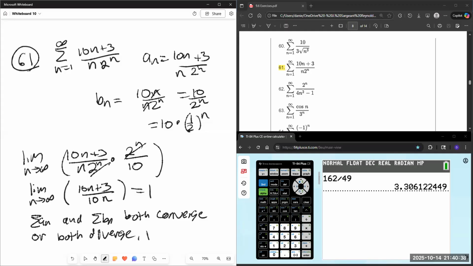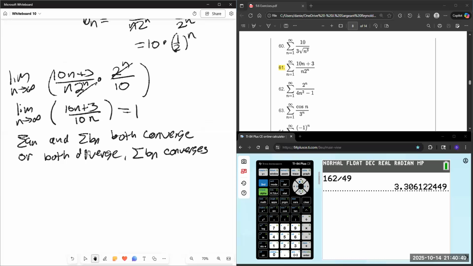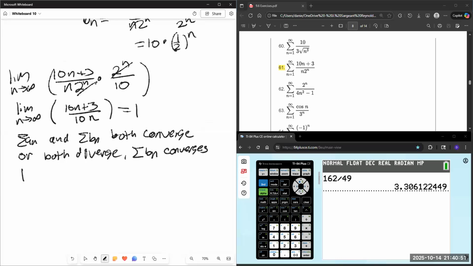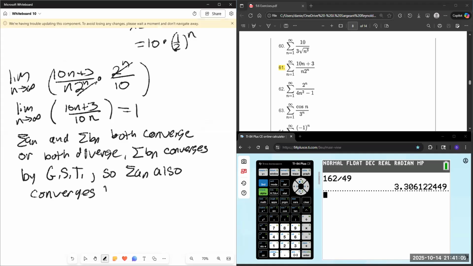The series of bn converges by the geometric series test. So the series for an also converges by the limit comparison test. All right.